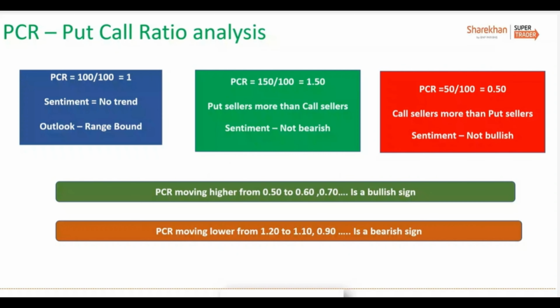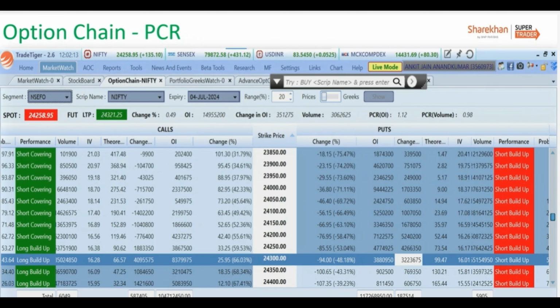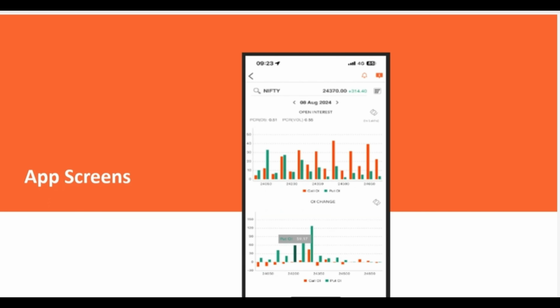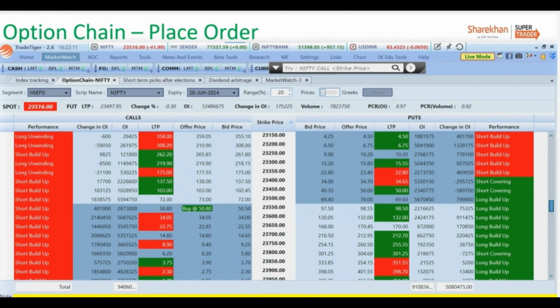So this PCR I showed you does not need any special method; you can even follow it on the mobile app and find it. Okay, so if PCR is moving higher, even at levels of less than 1, it can be called a bullish sign, and vice versa. Currently it was 0.58 when I saw it, now 0.72. This also should be looked at from the options writer's perspective, just like we discussed open interest. In the analysis chart on screen, the PCR automatically shows up so you can follow it.